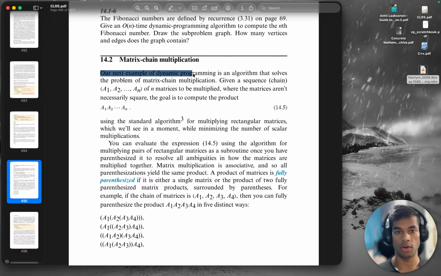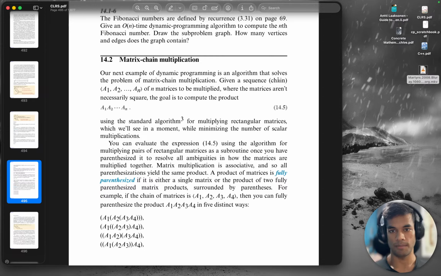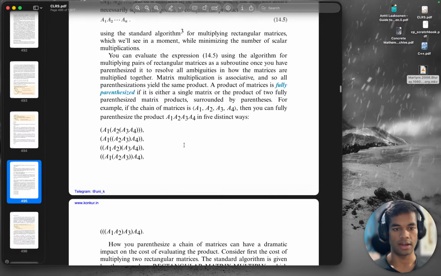Our next example of dynamic programming is an algorithm that solves the problem of matrix chain multiplication. Given a chain A1 to An of n matrices to be multiplied, where the matrices aren't necessarily square, the goal is to compute the product A1 into A2 into A3 into A4 till An using the standard algorithm. What is the standard algorithm?